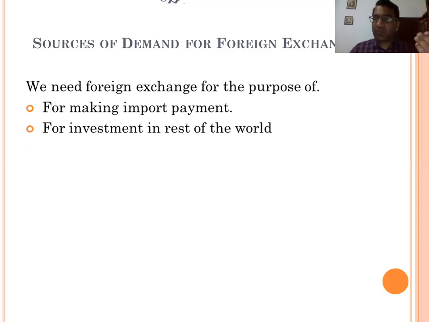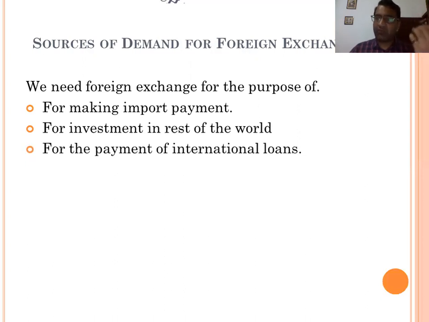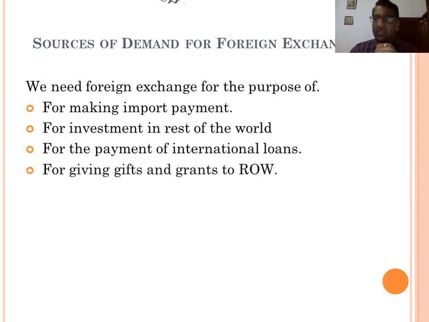For investment in the rest of the world, if any Indian citizen wants to invest in another country, then he needs some foreign exchange, because he can invest in dollars or any other international currency, not in rupees. The payment of an international loan: if we have taken a loan and want to repay it, or if we want to give a loan to another country, then we need foreign exchange. For gifts and grants to the rest of the world, we need foreign exchange. In Indian rupees, we will not provide a gift to another country. We will provide it in international or foreign exchange.